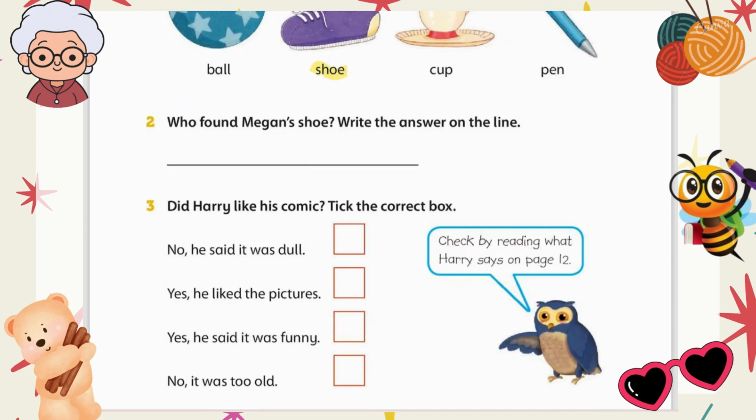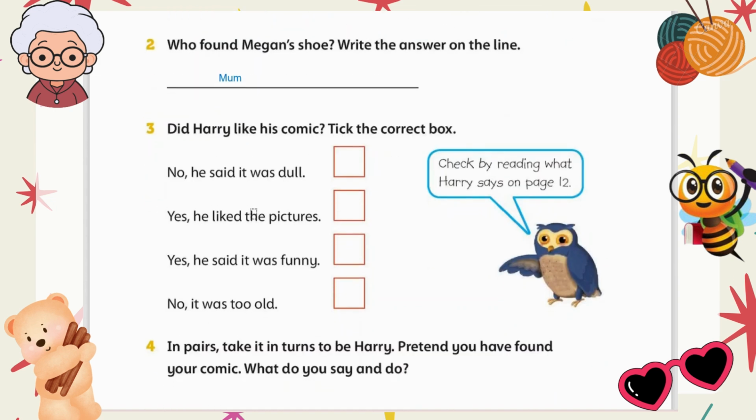The next question is: who found Megan's shoe? Write the answer on the line. Who found Megan's shoe? Do you know? Yes, the mom found Megan's shoe. When the mom looked behind the curtain, she found Megan's shoe. So the mom found Megan's shoe. That is the answer to the question.